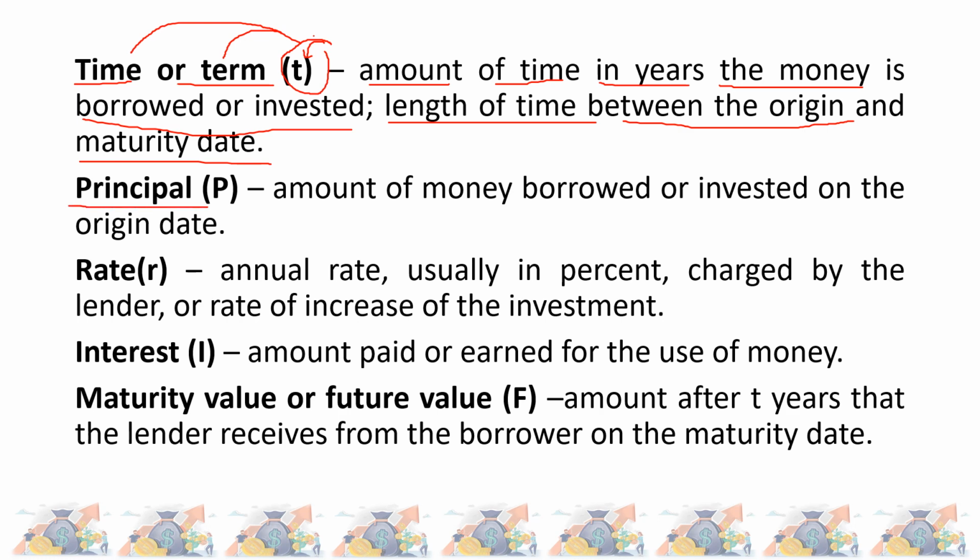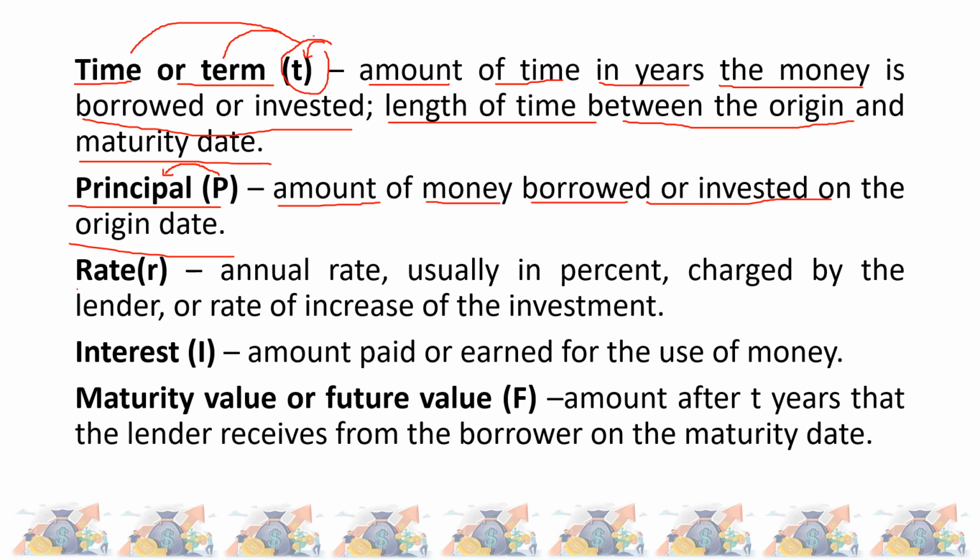So the next term is your principal. We use big letter P to represent your principal. It is the amount of money borrowed or invested on the origin date. So whatever the amount of money released by the lender to a borrower, that will be your principal without adding an interest or additional amount to it. So it is only the amount of money being borrowed by the borrower from a lender.